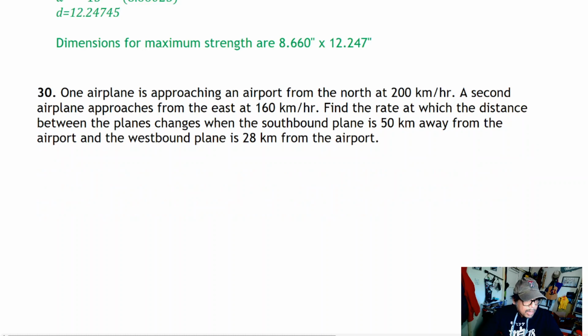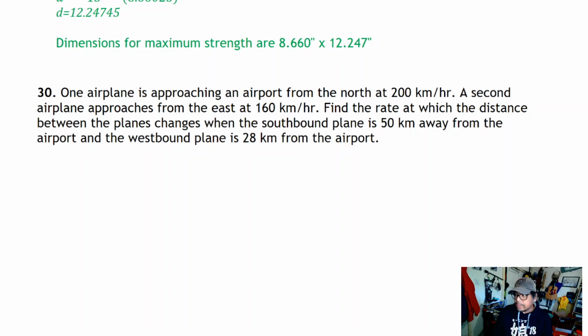We've got one airplane approaching an airport from the north at 200 kilometers an hour. A second airplane is approaching from the east at 160 kilometers an hour. Find the rate at which the distance between the planes changes when the southbound plane is 50 kilometers away and the westbound plane is 28 kilometers away. So let's try to visualize this real quick.